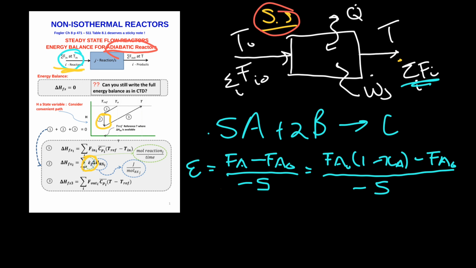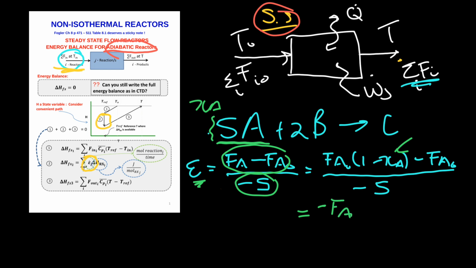I can, of course, let's say A is my limiting reactant, and I want to model this by using conversion of A in my reactor. I can, of course, rewrite my epsilon value. This is the delta F of A divided by its stoichiometric number. I can rewrite it in terms of that conversion. So that will show me that it is equal to minus FA naught XA divided by minus 5, which is then, of course, just equal to FA naught XA divided by 5.